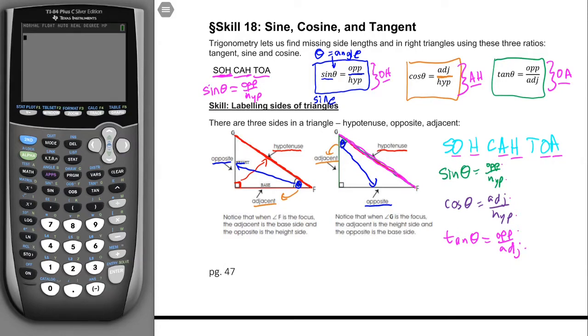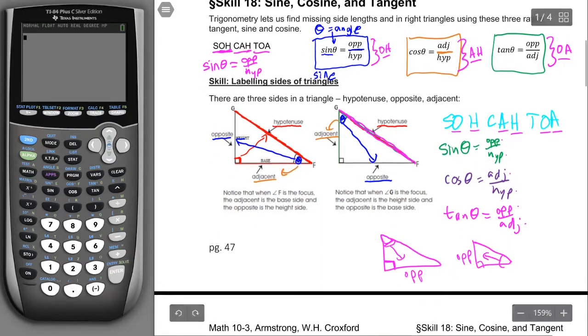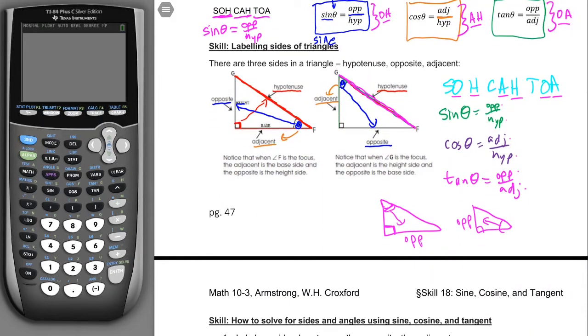And of course, there's always two angles in a 90-degree triangle, sorry. There's two angles aside from the 90 degrees. And so if you care about this angle up here, then the side across from it is the opposite. And if you care about the angle down here, then the side across from it is your opposite. And so which side is your opposite and which side is your adjacent can change depending on which angle you care about.